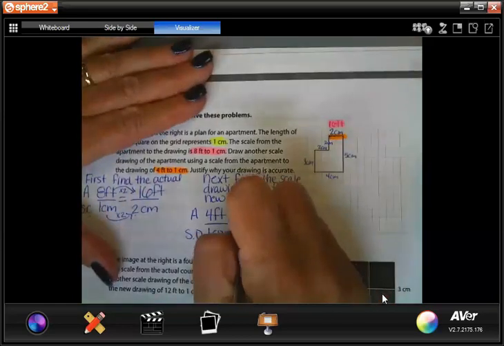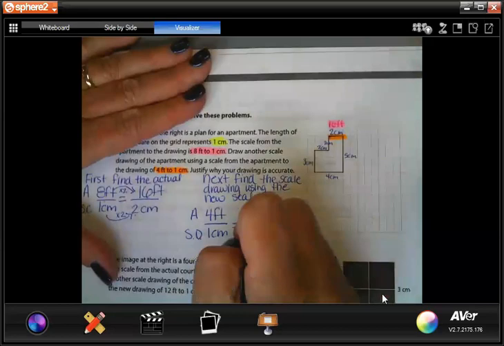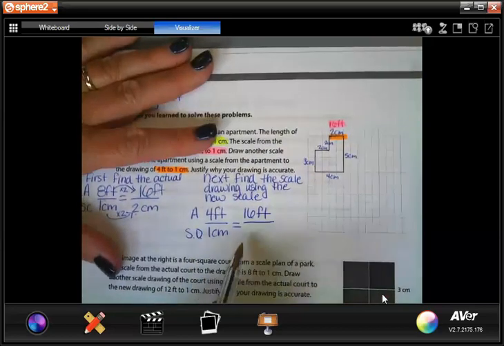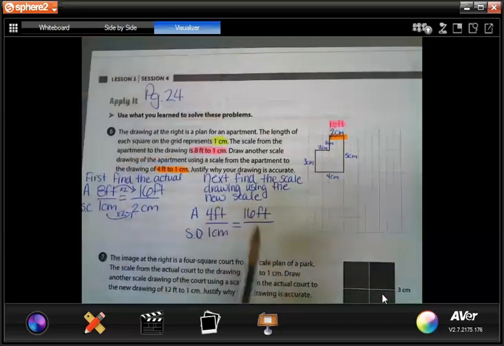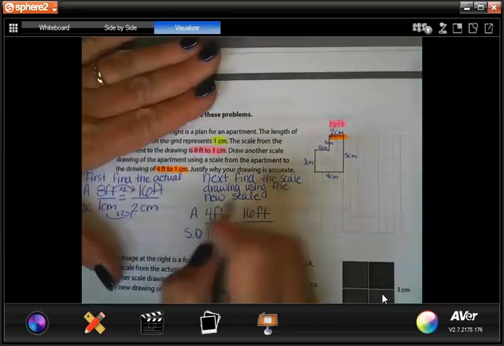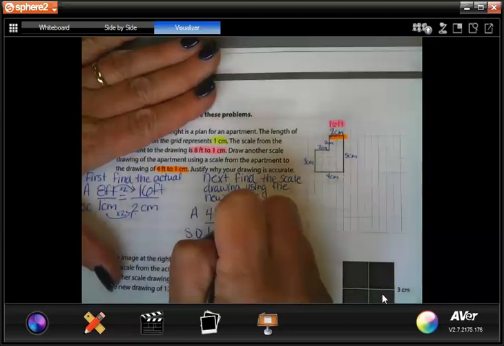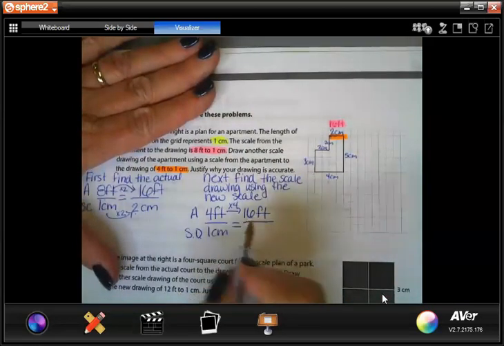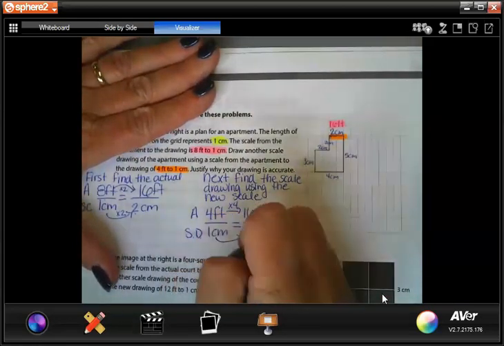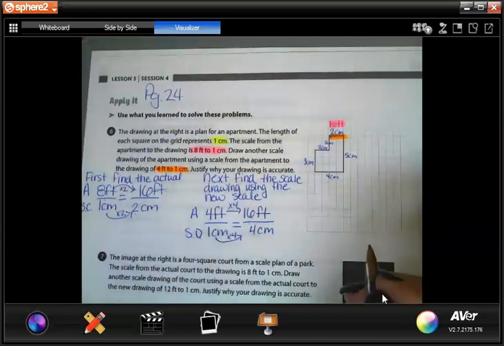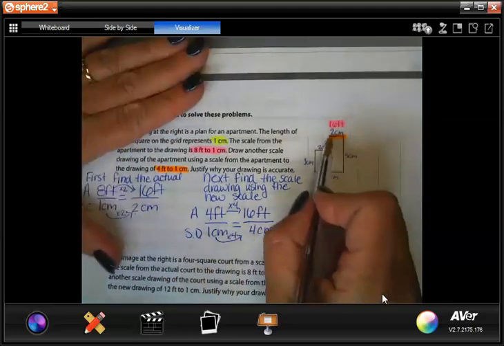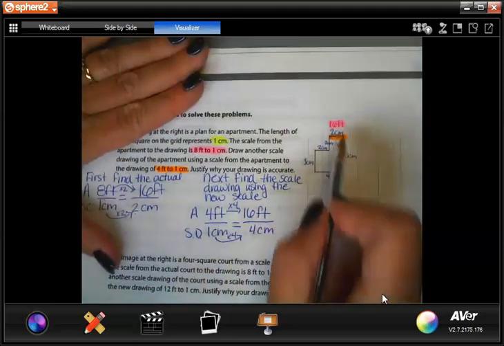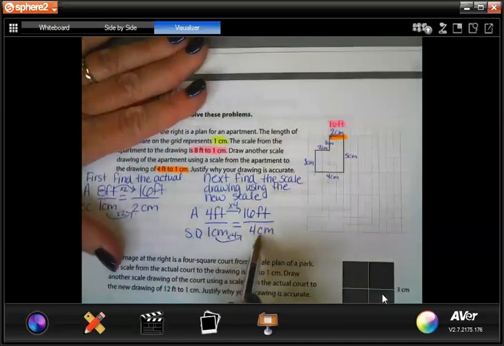So 16 feet. So now I'm going to look at this and I can say, well, 16 divided by 4 is 4, but you guys probably looked at this and said, well, 4 times 4 is 16. So 1 times 4 is 4 centimeters. Okay, so my new length, the top one like this, is 4 centimeters.